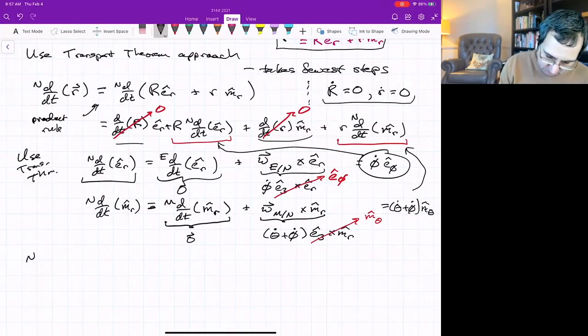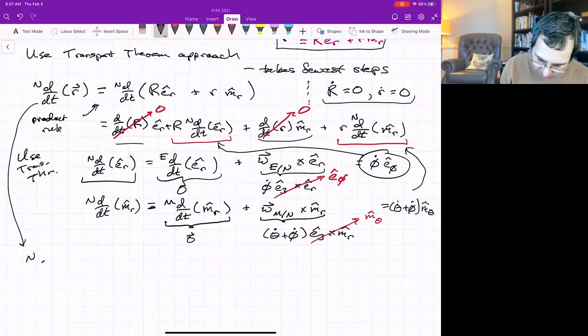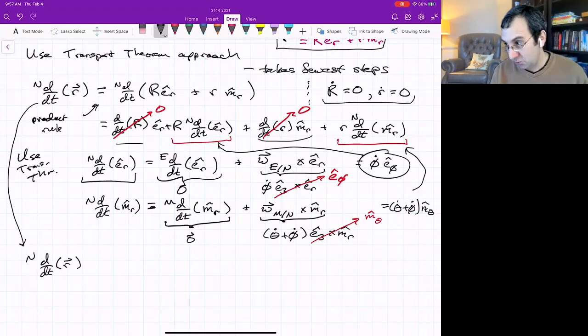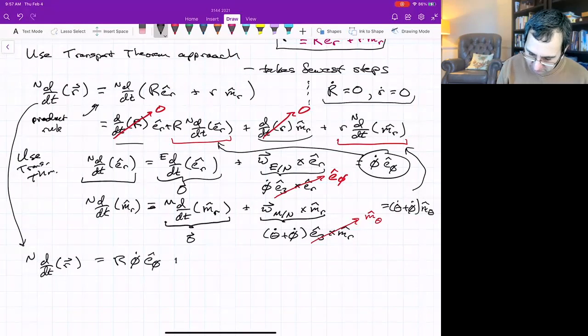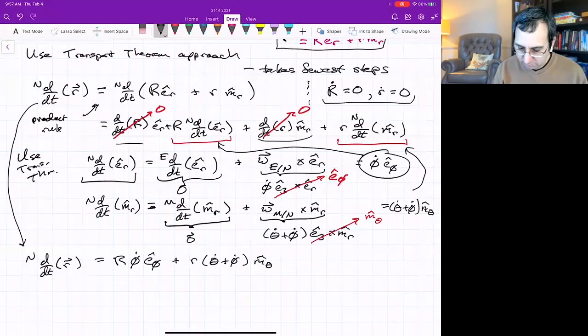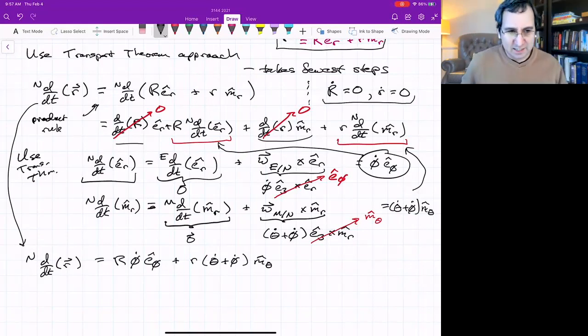Taking this down here, jumping down, the inertial derivative of the position of the moon, in other words, the inertial velocity of the moon, is r phi dot e phi plus little r theta dot plus phi dot m theta. And that's a perfectly legitimate expression.